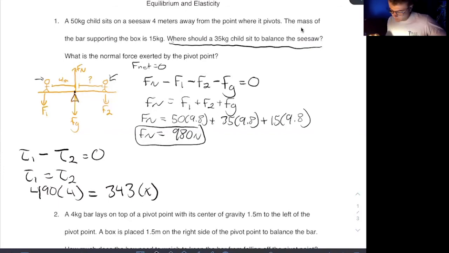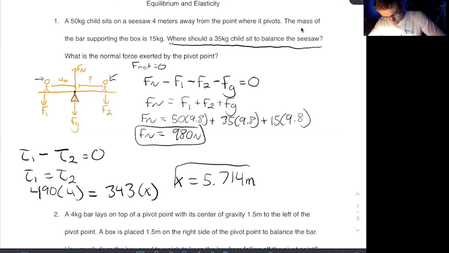So then it's pretty simple. You just solve for x times 4 divided by 343, and you get a distance of 5.714 meters. So that's how far the second child has to be from the center to keep the system balanced, right? It makes sense because the second child weighs less, so you'd want to have it further away from the pivot point to exert more torque than the first child, right?